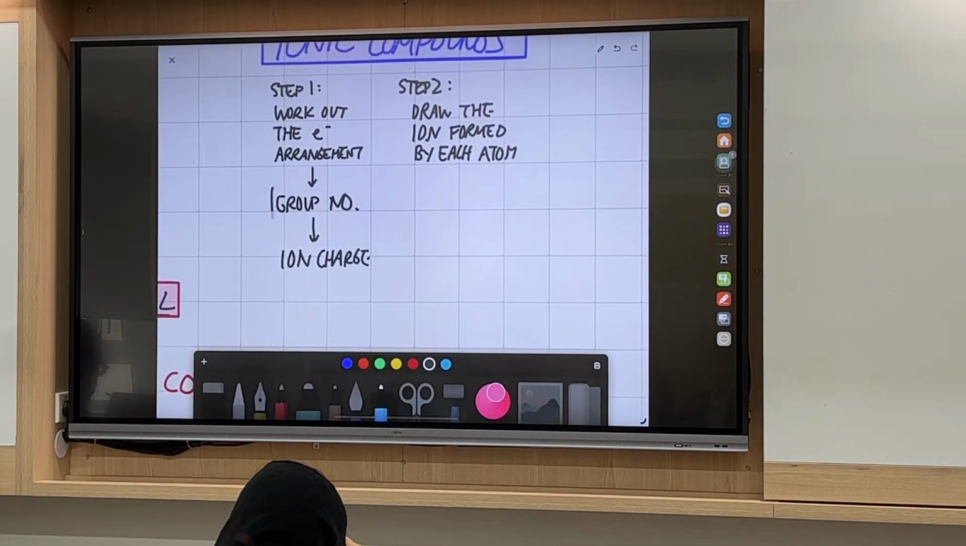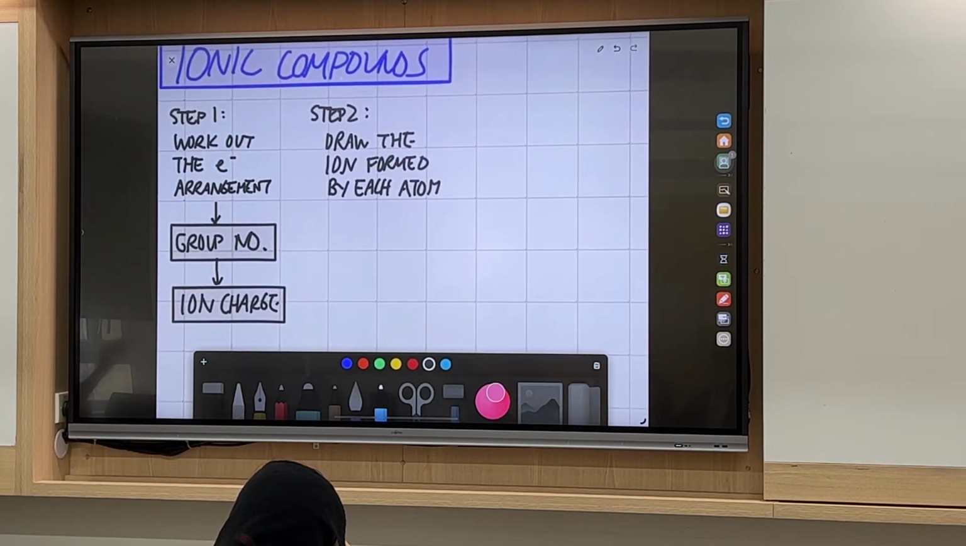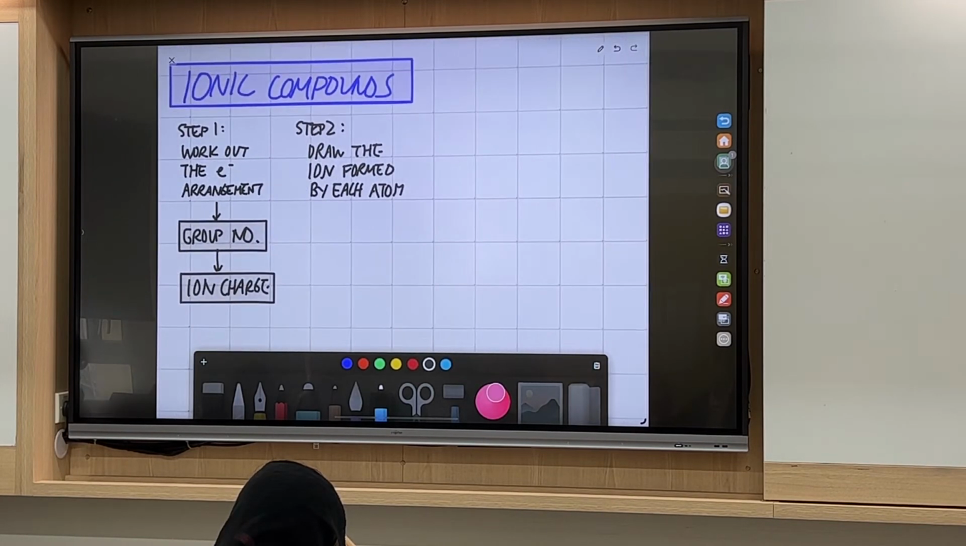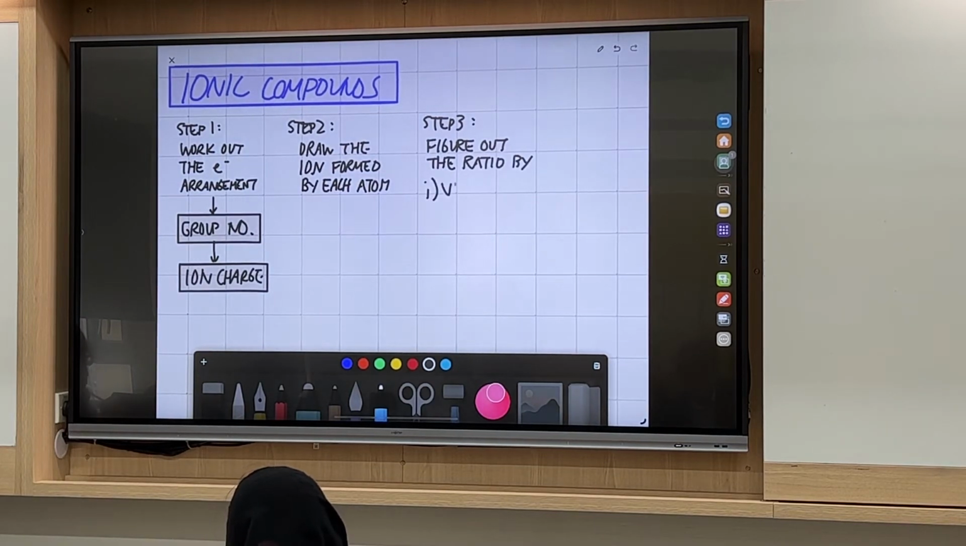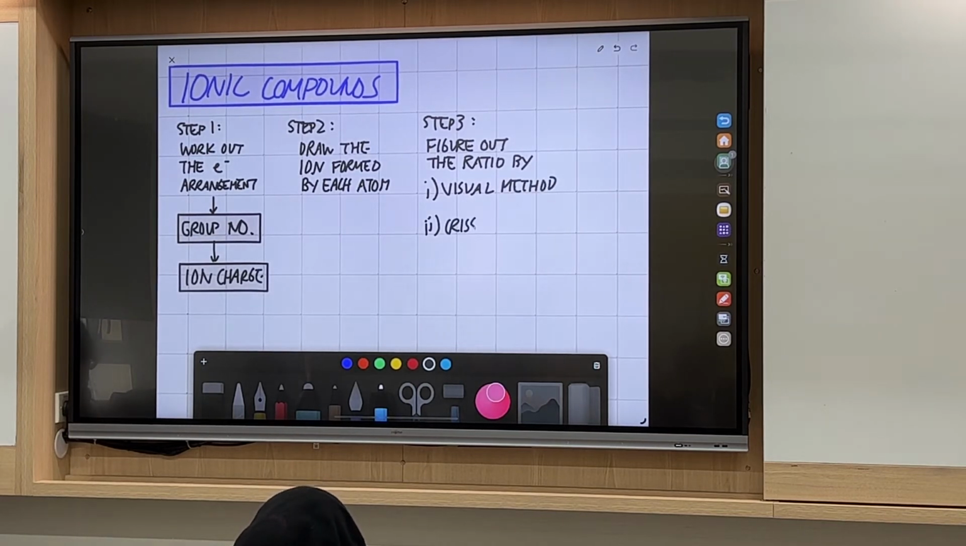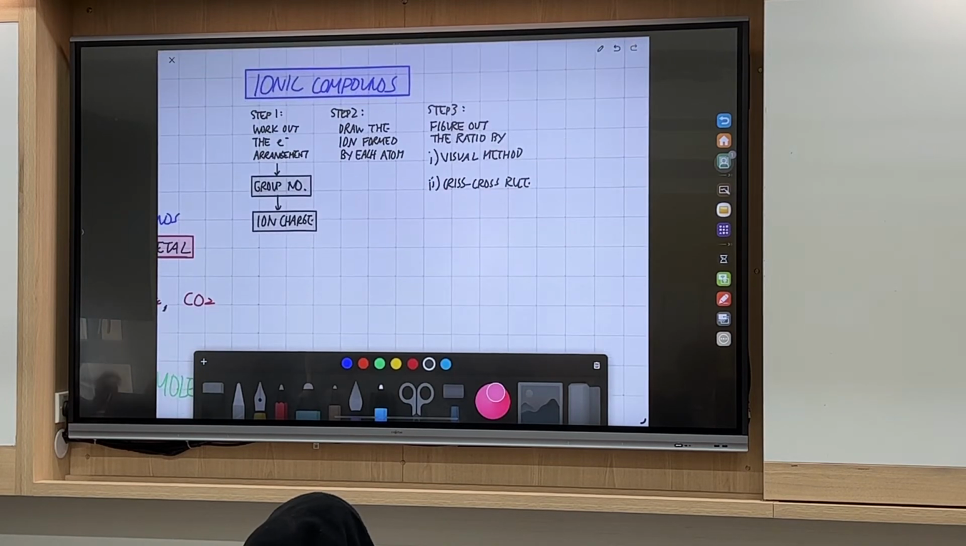Now let's go back here. Once you have worked out the group number, you can work out the ion charge. The next step is to draw the ions formed by the atoms. And then step 3 is to figure out the ratio by 2 methods. Remember, there's a visual method, but like I said, nobody has time to use the visual method in the exam. Or you can use the crisscross rule. Why don't we use the first example here to show you what that means? The crisscross rule. Write down these 3 steps.